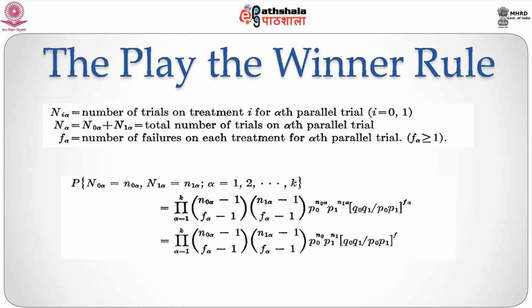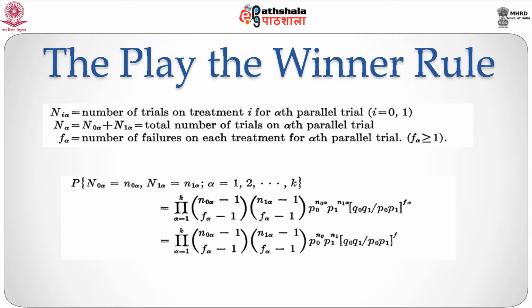That is, for the modified play the winner rule, success or failure in a trial determines allocation in the immediately following trial. For the play the winner rule, this is similar except that this may not happen in the immediately following trial, but in some future trial. So it is only the order of allocation which is different, and as such the likelihood and any probabilistic properties of the two rules are identical.